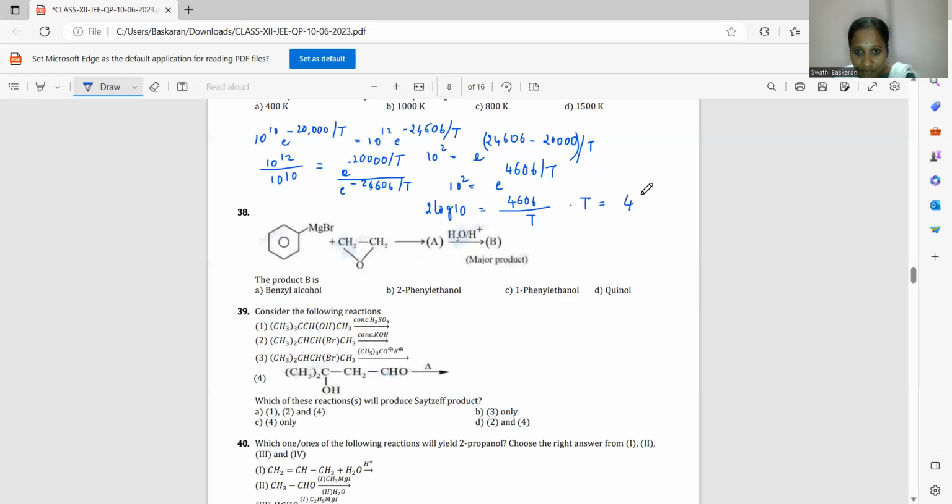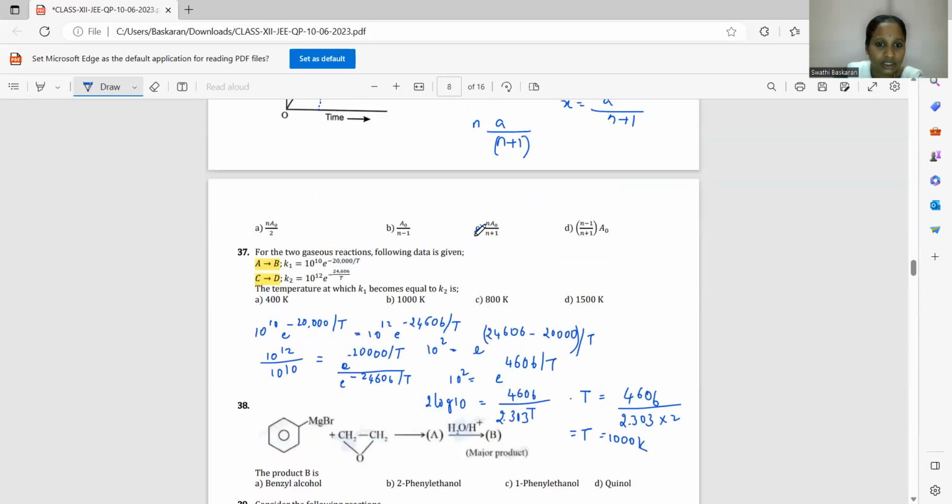So when you are applying log, we will also get the value 2.303. So here we have to also write 2.303 T. Now on doing the simplification, 4606 divided by 2.303 into 2. So the final answer: T will be equal to how much? T will be equal to 1000 kelvins. So where is the answer? Option B is the correct option.